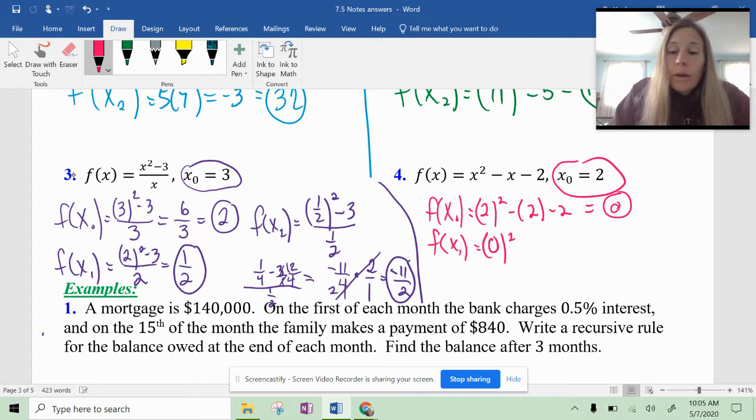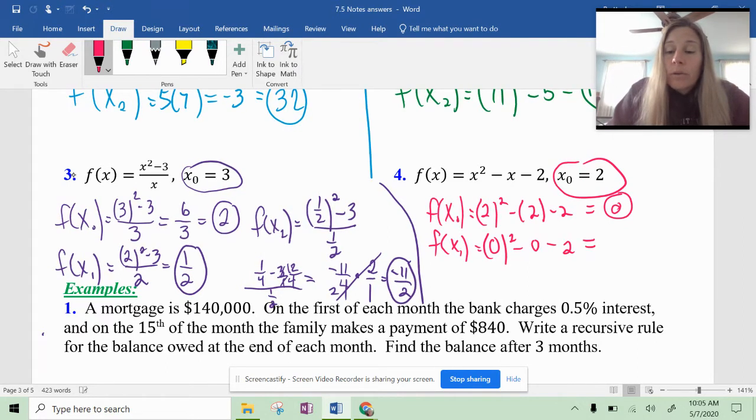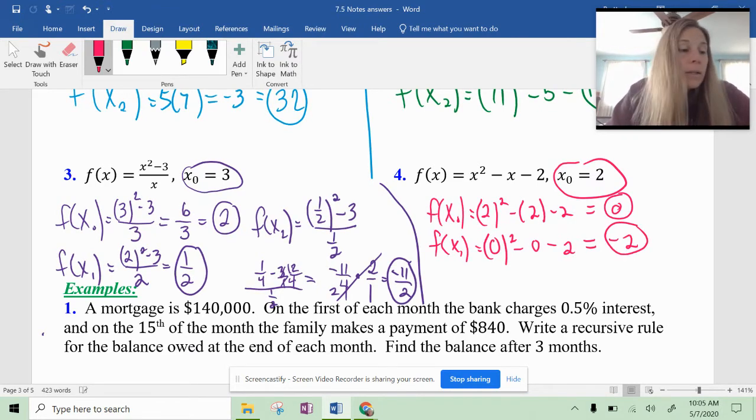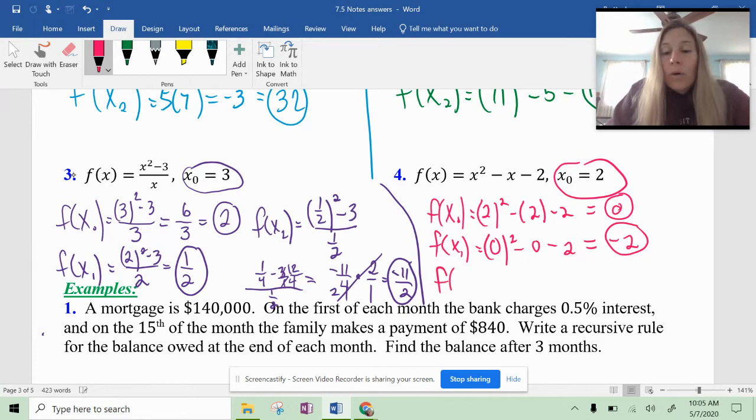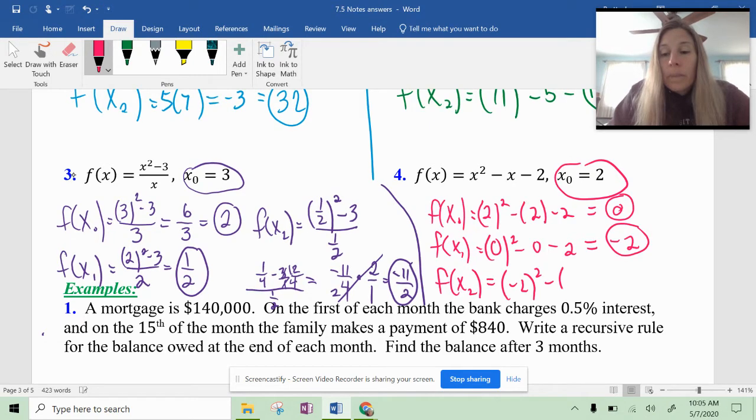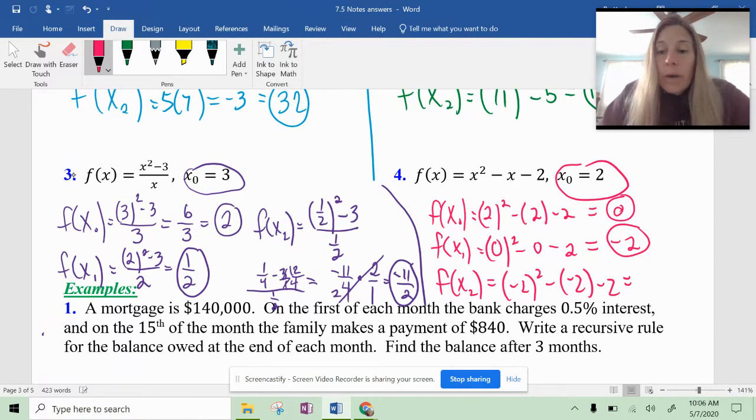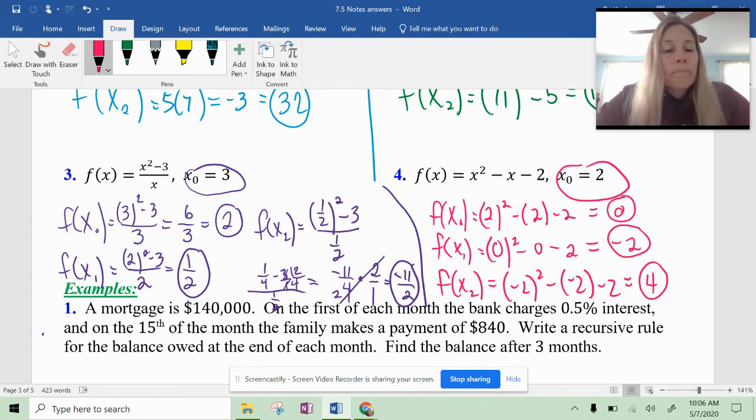So 0 squared minus 0 minus 2. Well, 0 squared is 0, 0 minus 0 is 0, and then we have that negative 2 left, so that's all we ended up with there. And now we're going to plug in that negative 2, so negative 2 squared minus negative 2 minus 2. Well, negative 2 squared is positive 4. When you subtract a negative, it becomes addition, so 4 plus 2 is 6, and 6 minus 2 is back to 4 again. So those are our 3 iterates for that one.